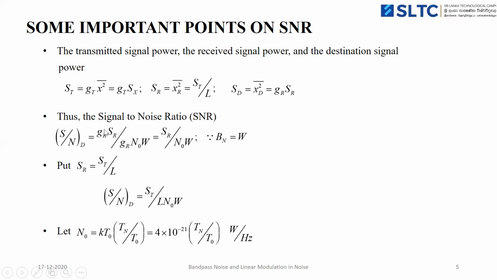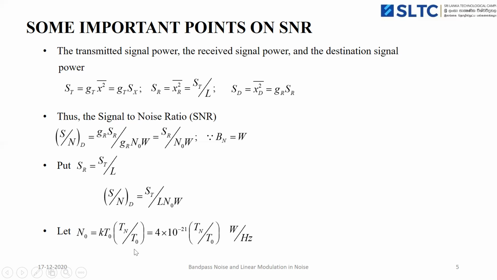So this is the main expression for the signal to noise ratio calculation at the communication receiver. The signal power SR and noise power depend on the bandwidth of the filter, so that we get N naught into W. And we can replace the received signal power SR by ST by L. Then we can get another expression for the signal to noise ratio at the destination, which is equal to ST by L into N naught into W.